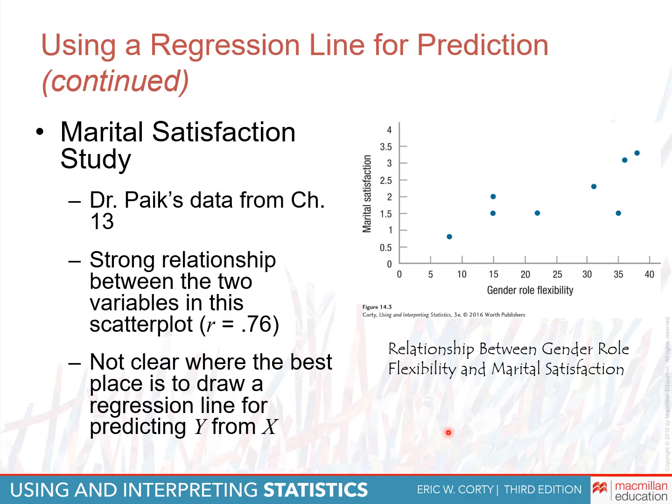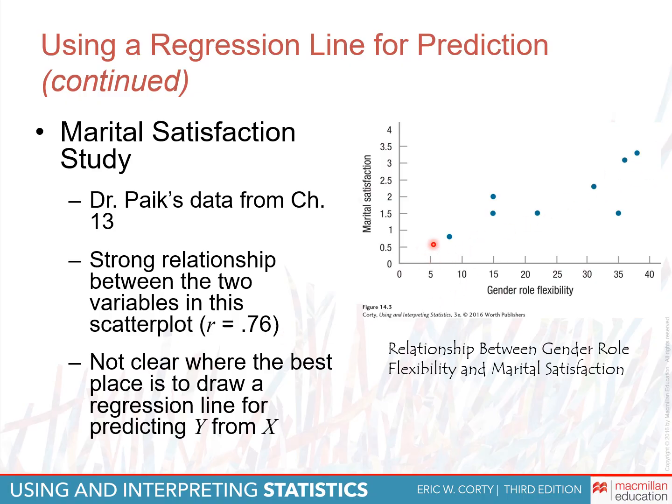And if you'll remember, we saw a pretty strong relationship between the two variables from that study. So we had gender role flexibility, that's the husband's gender role flexibility, and the wife's marital satisfaction. And we saw a pretty strong correlation. R was equal to 0.76. And so here's a scatter plot of the data over here.